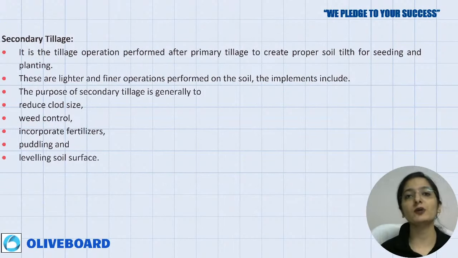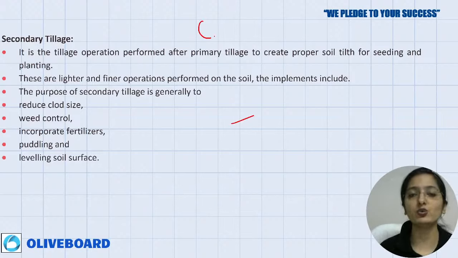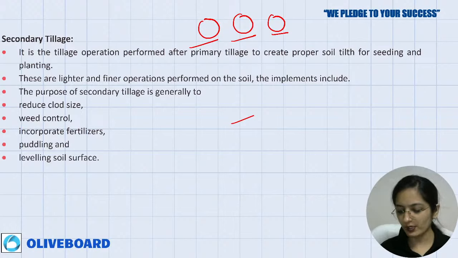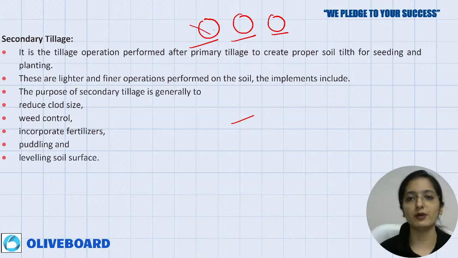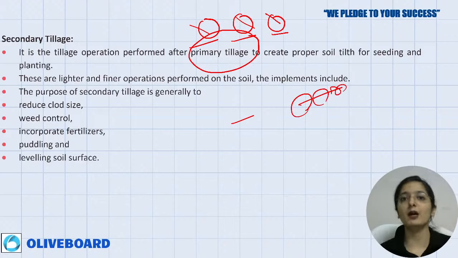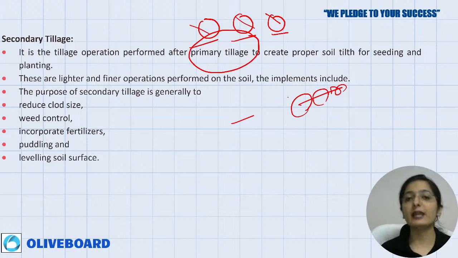Now if I talk about secondary tillage, you have those particles, the clods. So now what you do, through tractors or through harrows, through harrowing you crush them out. Now that is secondary tillage. After primary tillage, once you have performed ploughing, your soil will have certain nodules that come up, you want to crush them out, so you will use secondary tillage.